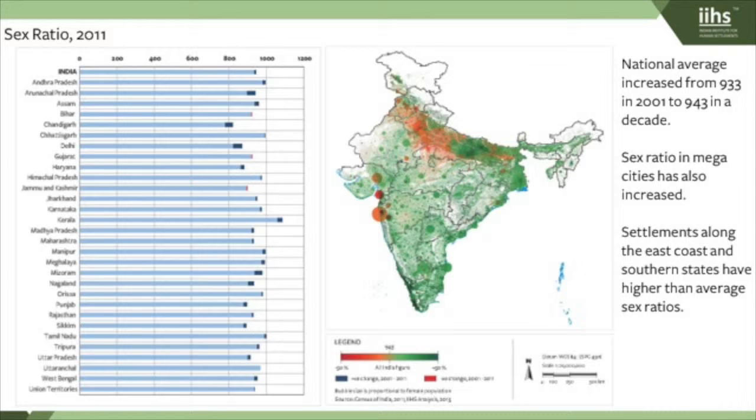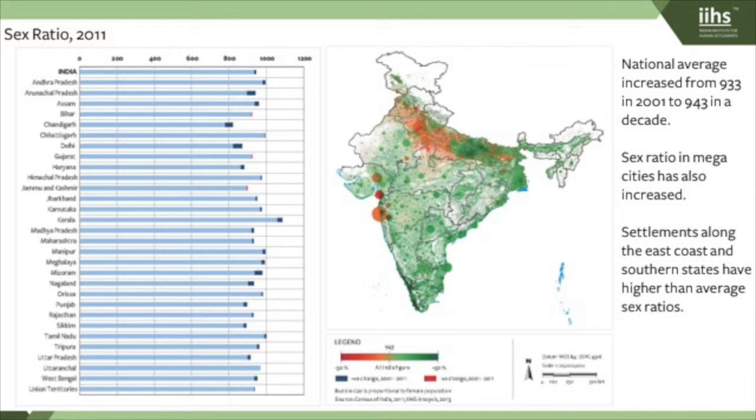But what's driving this process? Two things, and this again is once you start visualizing it at settlement level, you get very interesting trends. This is the sex ratio. Sex ratio is something that we've been very concerned about because our sex ratio is low and it's declining in some senses. The somewhat good news is that the national average has increased from 933 to 943 in 2011.